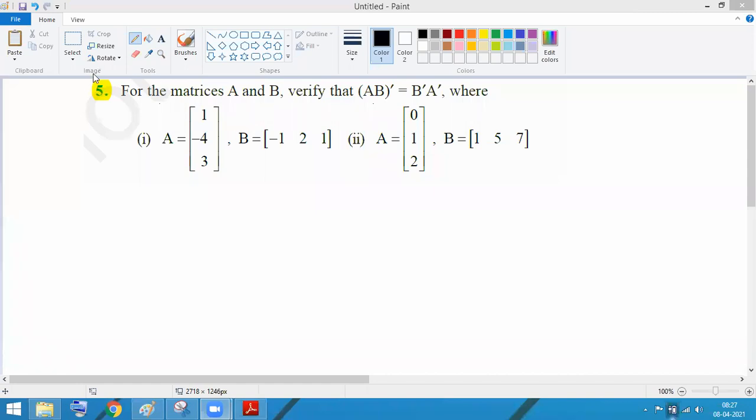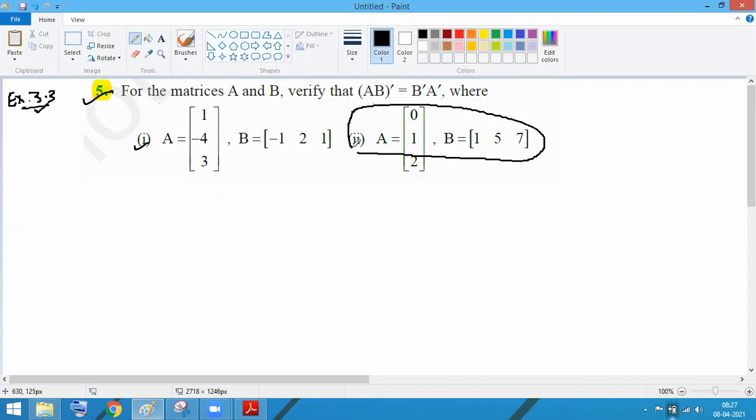So this is the fifth question of exercise 3.3. Okay. What is the question? For the matrices A and B, verify that (AB)' equals B'A'. The first you have to find out. I will solve this one. Okay, you have to solve this. This is the homework for you guys. Okay, I will not solve this. The second one I will not solve. First one I'll solve. Same method with the help of same concept you have to solve this.